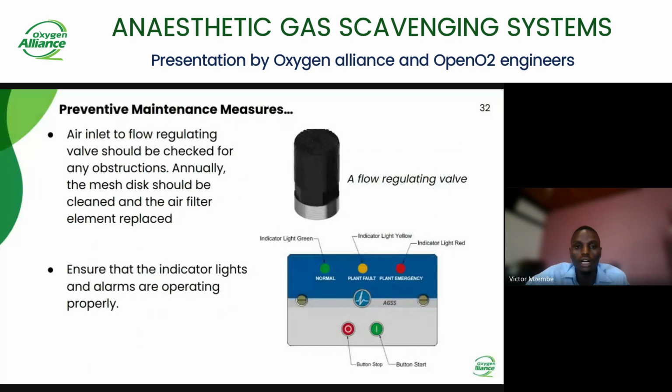Going forward, some systems have a flow regulating valve. For those systems, you have to ensure that the air inlet to the flow regulating valve is checked for any obstructions. The valve has a mesh disc at the bottom, as you can see. So you have to clean the mesh disc. And also in some cases, they might come with an air filter element. The air filter element should be cleaned or replaced as necessary.